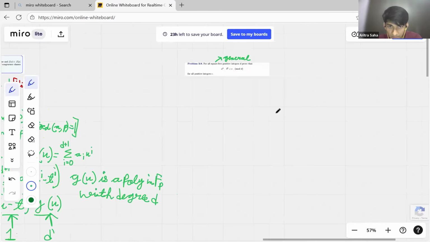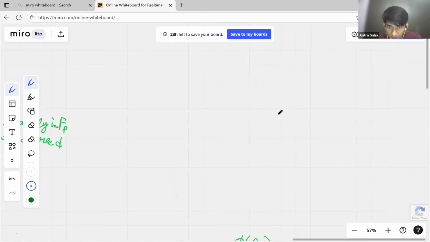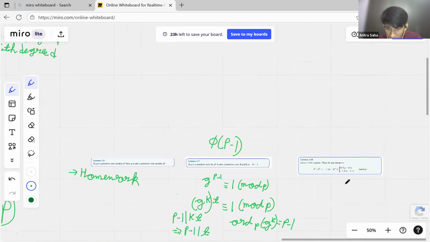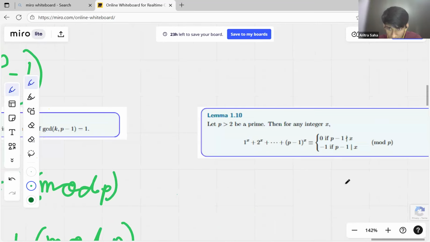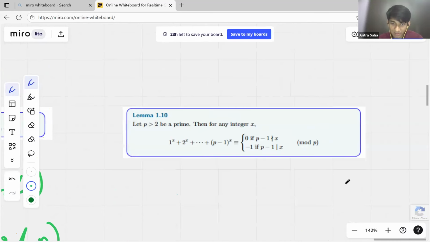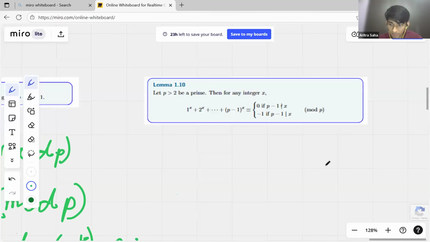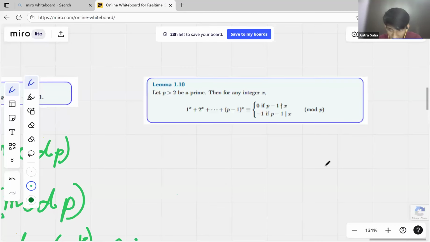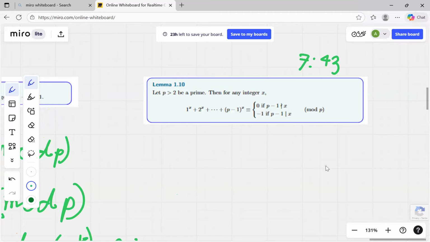Okay. I think everybody has taken a screenshot. I'll just go down. Try to do this. This is more like a problem than theory, so I'll give you guys 5 minutes to try. At 7:43, I will turn on my video and camera.